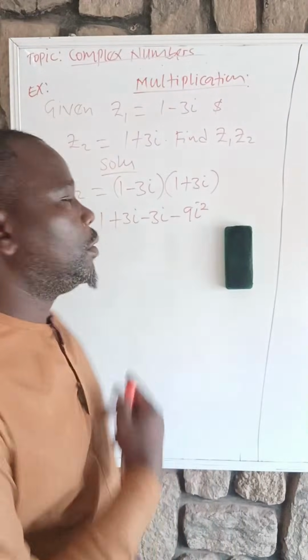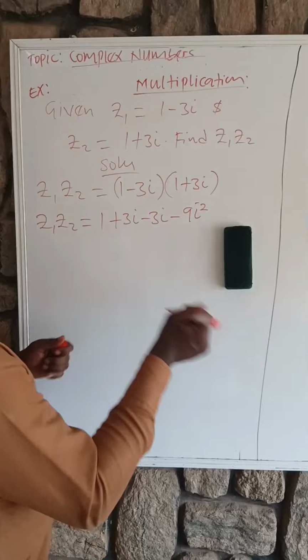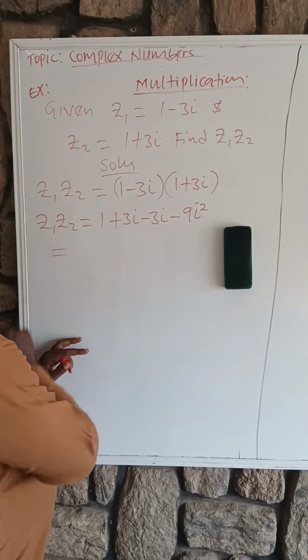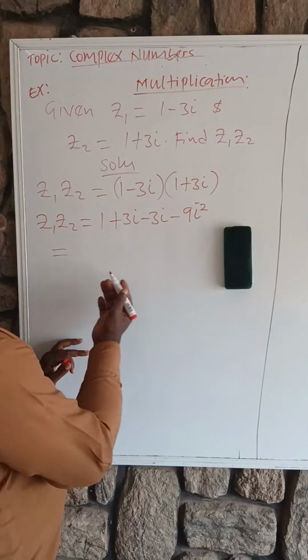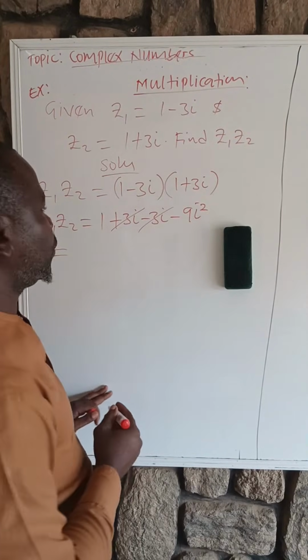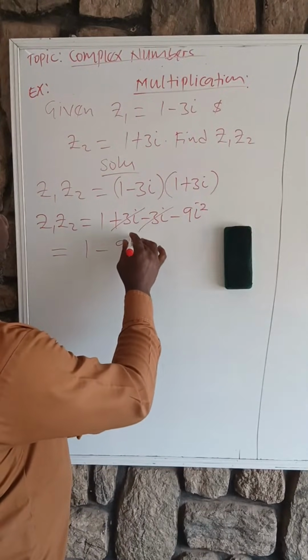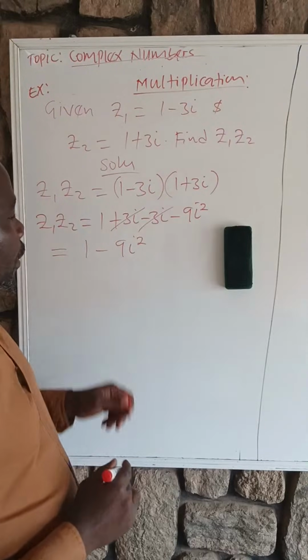So let's look at it together. This implies that here, you don't need the prophet to tell you this and this will cancel. True or false? It's true. So we'll be left with 1 minus 9i squared.